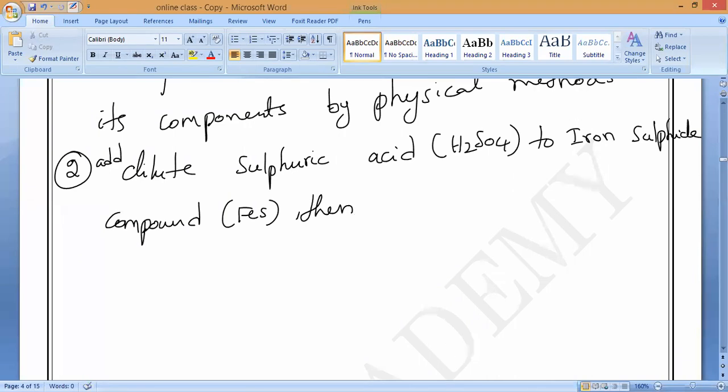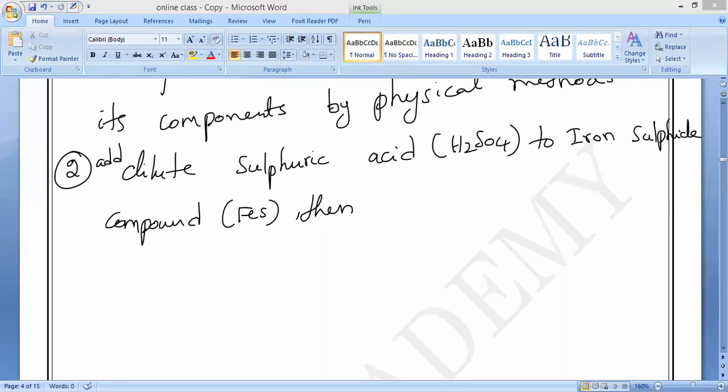We will observe, you remember, that whenever you add sulfuric acid to this compound, a foul smell, a very bad smell gas is released. That smell is like rotten eggs. Eggs will spoil and a very bad smell will come. Correct? Very bad smell will come.